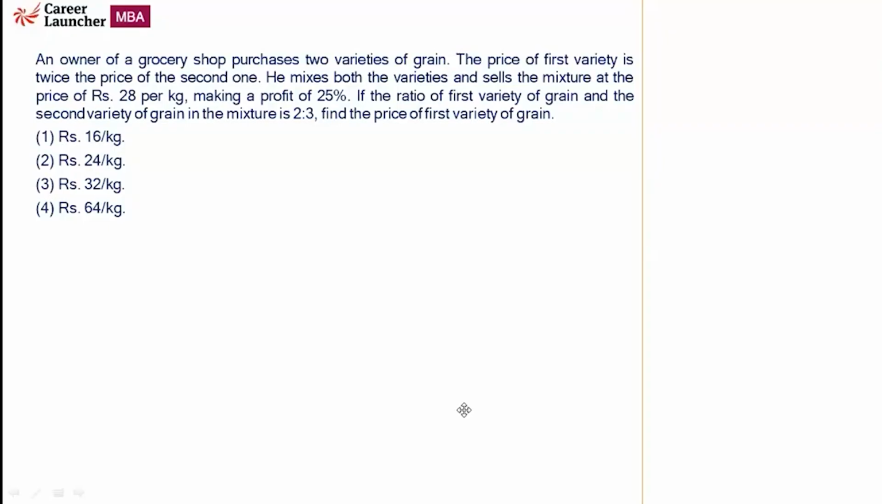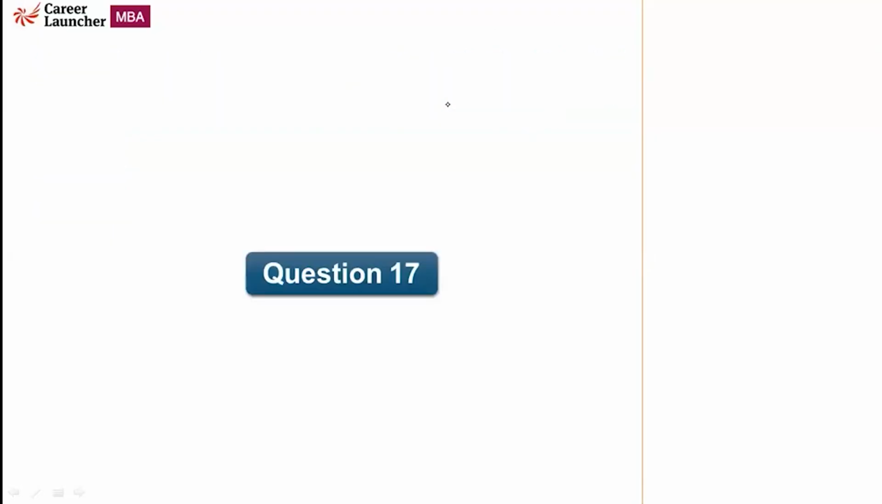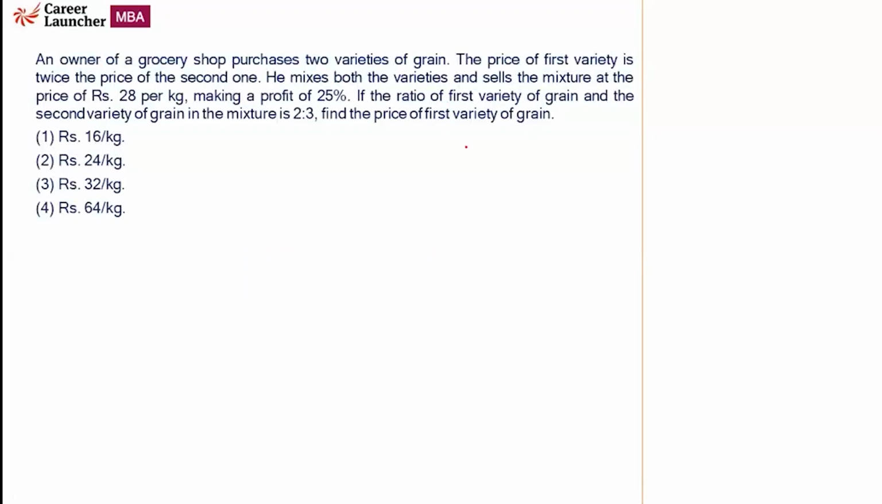The question is very similar to what you have just done. The owner of a grocery shop purchases two varieties of grain. The price of the first variety is twice that of the second variety. So variety 1 is 2x price, variety 2 is x price. He mixes both varieties and sells the mixture at 28 rupees per kg. Selling price, this is the cost price, 28 rupees per kg, making a profit of 25%.